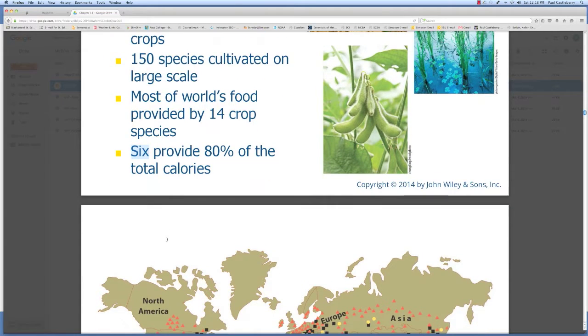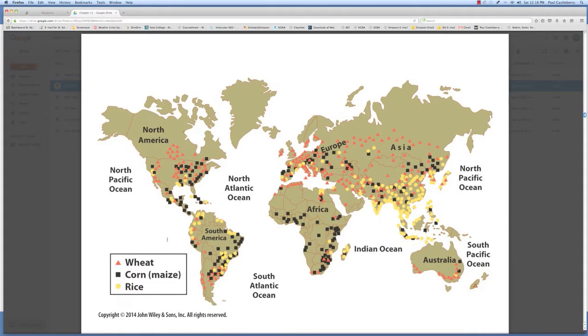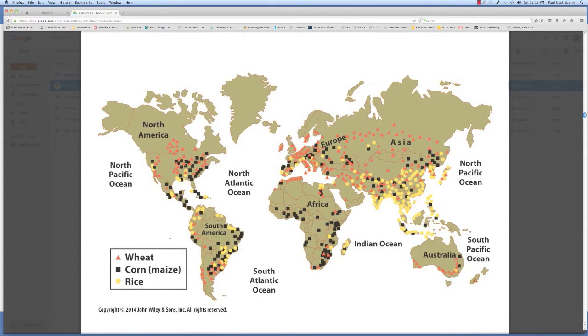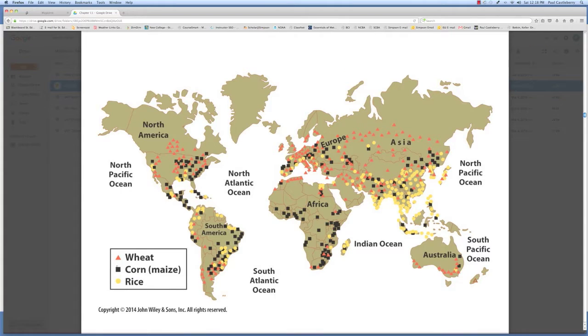Only 6 provide 80% of the total calories. So let's take a look at how some of the crops are distributed across the globe. Notice here the orange triangle is wheat. The square here is corn, and then of course rice, the yellow circle. What stands out to you here?